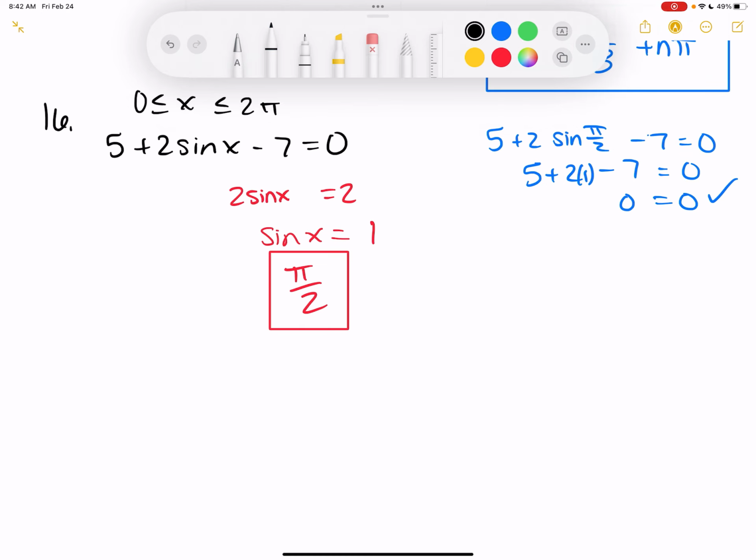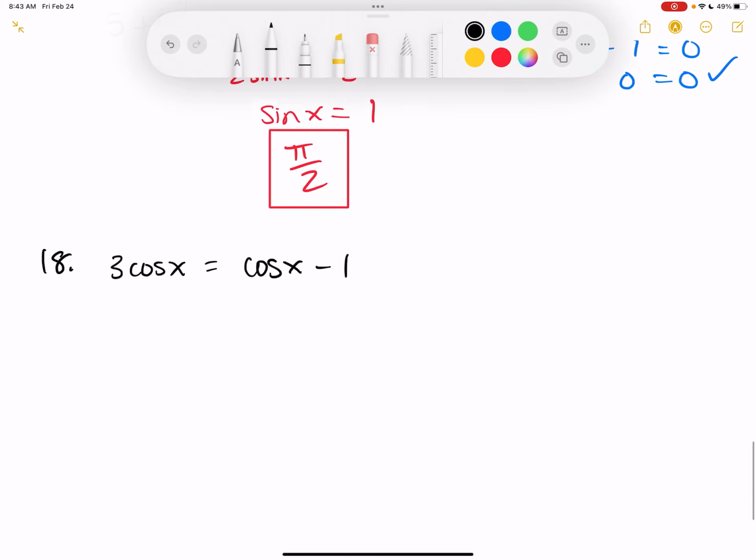Let's see. 18, so we're still on this interval for 16 all the way through 21. So 3 cosine of x is equal to cosine of x minus 1. So I'm going to subtract the cosine x from the right side over here. So this is like 1 cosine x, and since this is 3, we're going to subtract. So it'll be 2 cosine x is equal to negative 1. So then cosine of x is equal to negative 1/2.